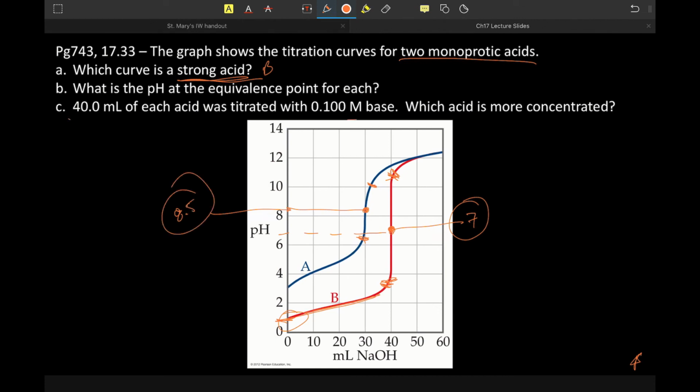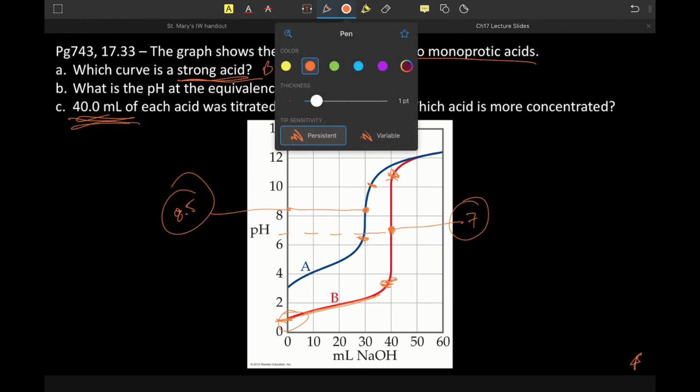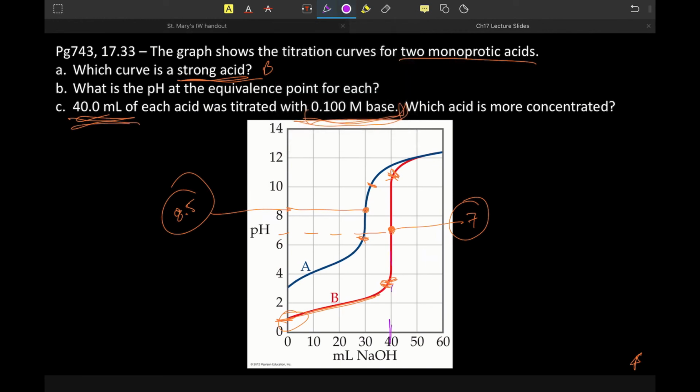So looking at the last question, we have 40 mL of each acid titrated with 0.1 molar base, so we're using the same concentration of base for each. We have the same volume of each, but if one of these requires more volume of NaOH, the one that requires more volume must have had more initial moles of acid present. Does that make sense? If it required more moles of base, that sample must have had more moles of acid initially present.